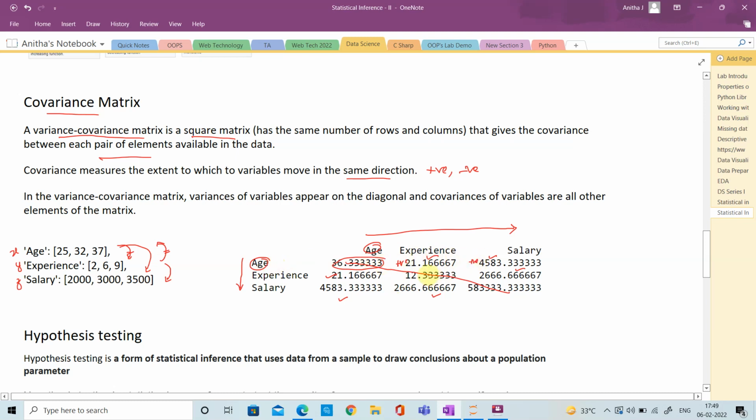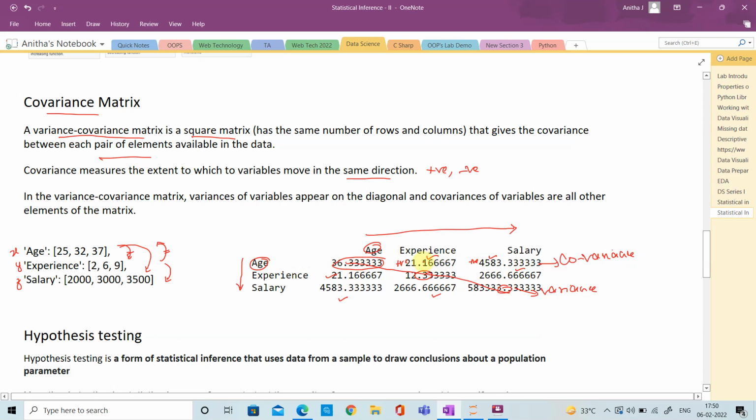So every correlation value, that is how the variables are correlated with each other, will be given here. Here, all the diagonal values give the variance, and all the other remaining values give the covariance. What it means is, this I am calculating age to age, this experience to experience, this salary to salary, so it is a variance.